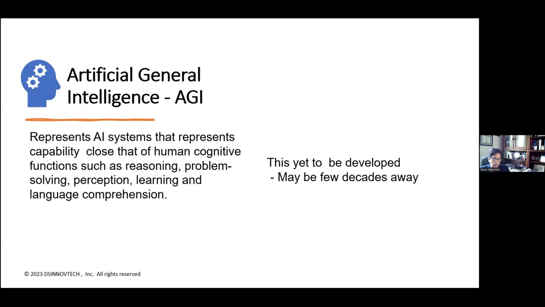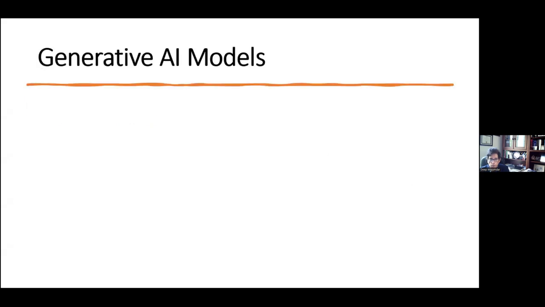The last layer is artificial general intelligence, AGI, which is much closer to human cognitive functions such as reasoning, problem solving, perception, learning, and language comprehension. So it is doing multiple things, not just one operation pattern. This is, I think, decades away, but it is probably also coming in the future.